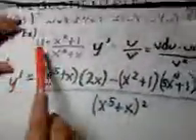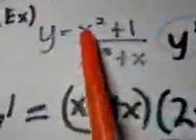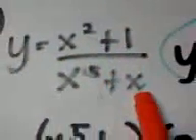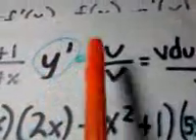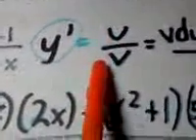Suppose you have a function y equals x squared plus 1 over x to the fifth plus x. Now, we're going to look for the y prime. So, for me, it's easier to use u over v. So we're going to use u over v for this tutorial.